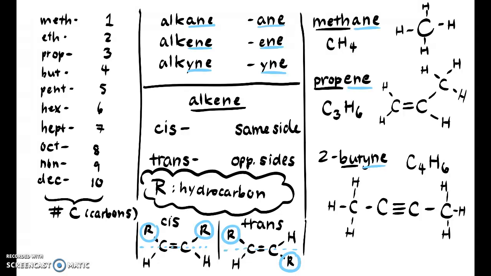And sometimes, such as in the case of propene, we can't say whether it's cis or trans, so it's actually neither. Because since we only have one R group here, it doesn't really matter, because any way we flip it, we'll always have only one carbon group on one side of the line if we draw it like so.